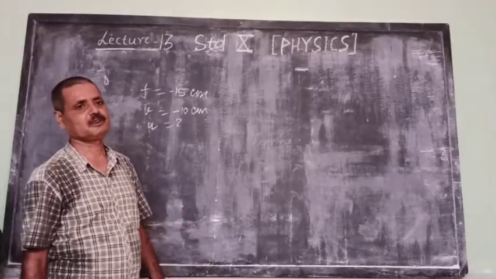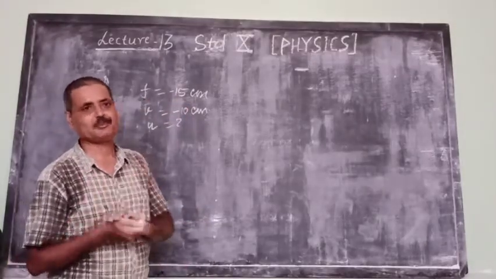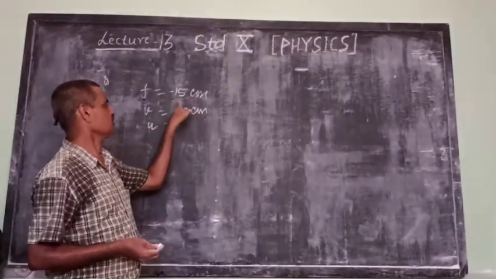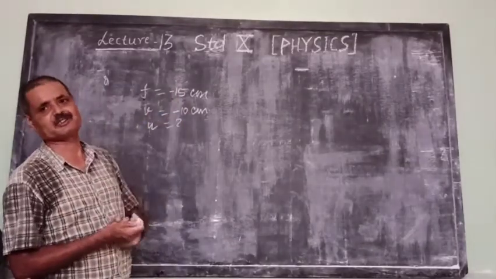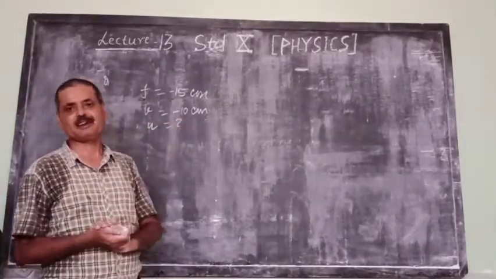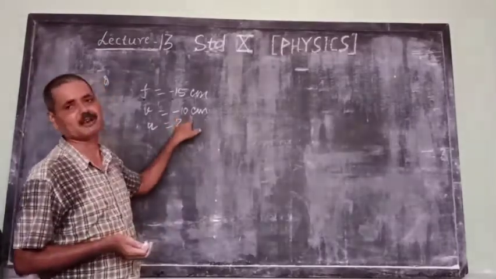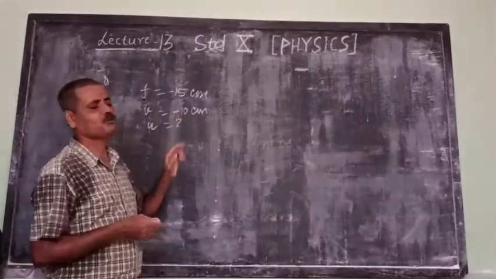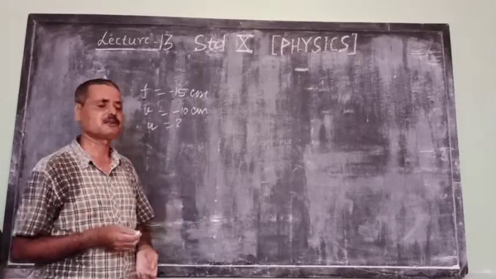In this question, since the lens is concave, its focal length will be negative. F is equal to, this is the given item, minus 15 centimeter, and the image distance may be positive or negative, but where is the image found? According to the question, it will be minus 10. That side it will be positive. And we have to calculate the position of the object, meaning U is equal to what?